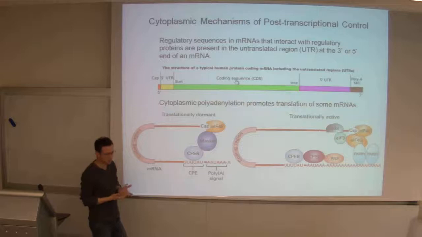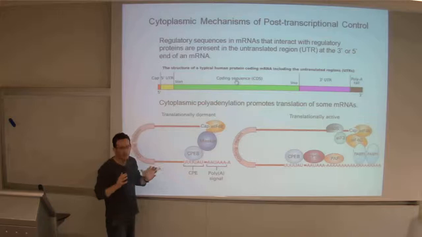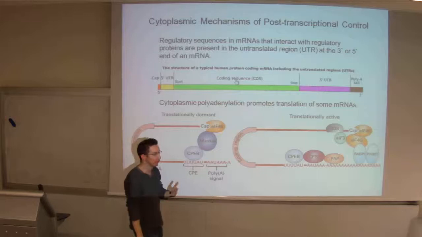So before fertilization of the ovum cell, it has a lot of mRNAs with a short poly A in its cytosol. And upon fertilization, there is a phosphorylation of the CPEB. And all of a sudden, lots of mRNAs are translated into proteins. And lots of things happen all at once.